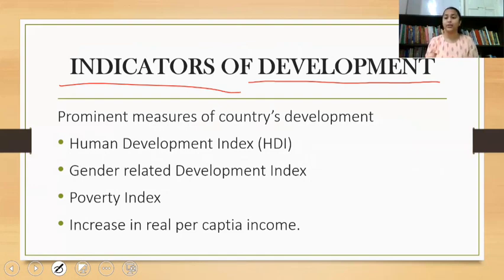We have a number of indexes which allow us to say whether a country is developing or not. One of the most important indexes over here is Human Development Index. Human Development Index, as the name suggests, human development. Human किस तरीके से डेवलप कर रहा है, क्या उसकी कैपेसिटी इंप्रूव हो रही है कि नहीं। Now how we can measure कि किस तरीके से कैपेसिटी इंप्रूव होगी?